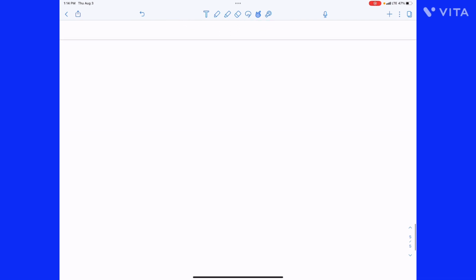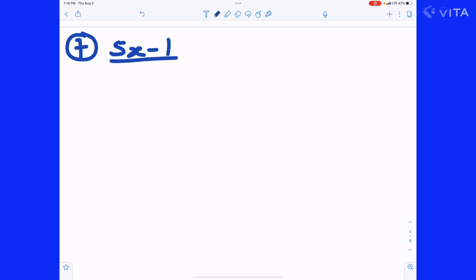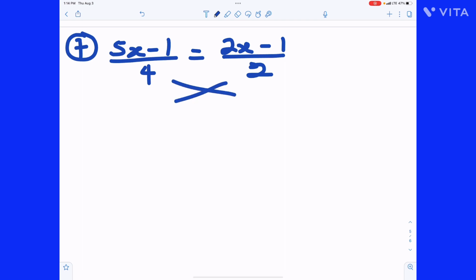Let's go to number 7. In number 7, the question says, solve for x if 5x minus 1 over 4 is equal to 2x minus 1 over 2. This is straightforward, just cross multiply. 2 times 5x minus 1 is equal to what? 4 times 2x minus 1.